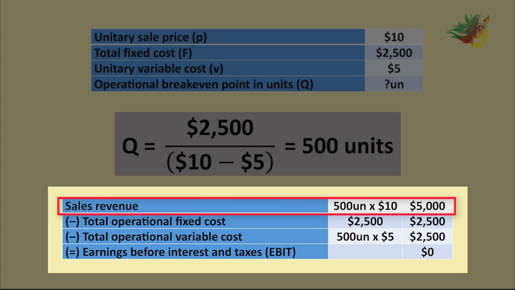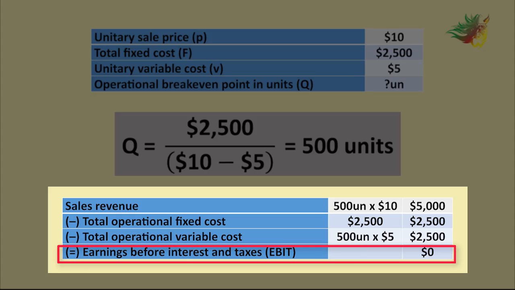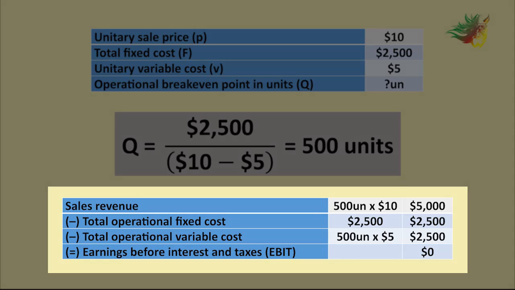500 units, each one sold at 10, generates 5,000 in sales revenue, minus 2,500 of operational fixed cost, minus 2,500 of total operational variable cost, resulting from 500 units multiplied by 5 of unitary operational variable cost. And the result, as was expected, is an EBIT equal to 0, demonstrating that this equation is correct, at the same time numerically illustrating the concept of the operational break-even point in units.